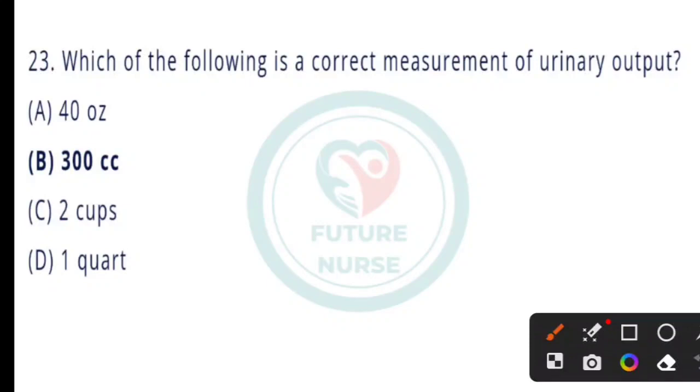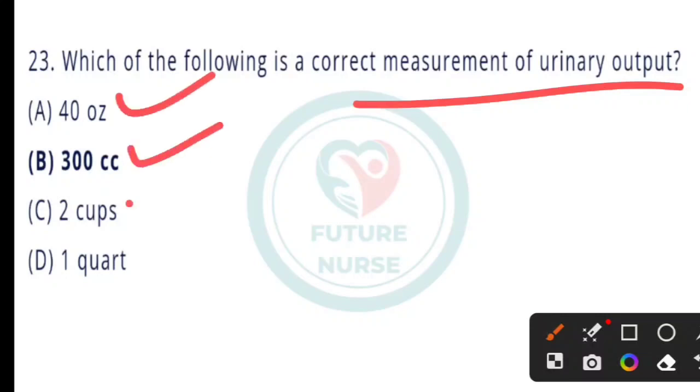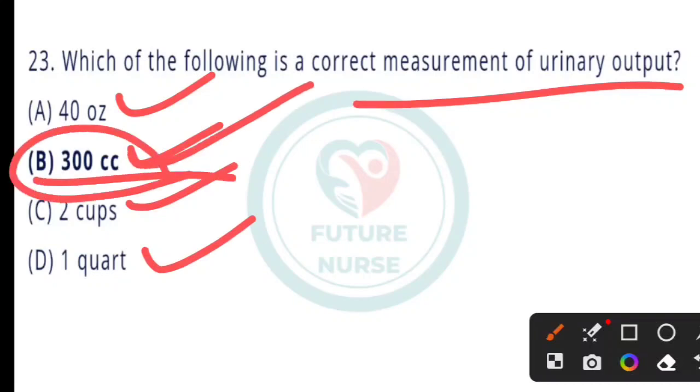Which of the following is the correct measurement of urinary output? Options: 40, 300 cc, 2 cups, 1 quart. So the option is 300 cc, option B.